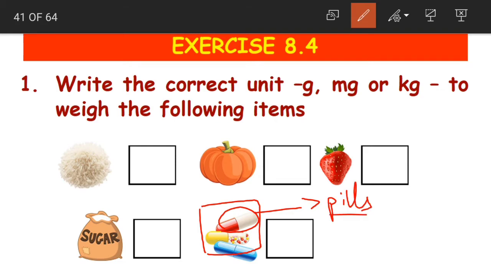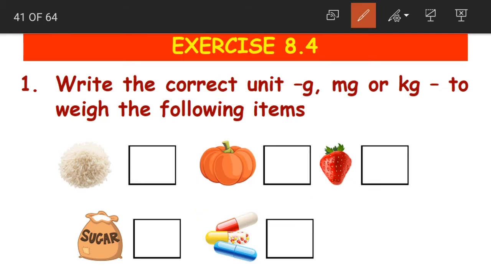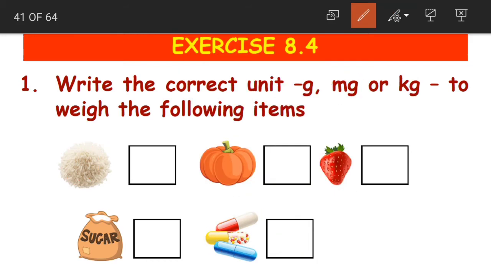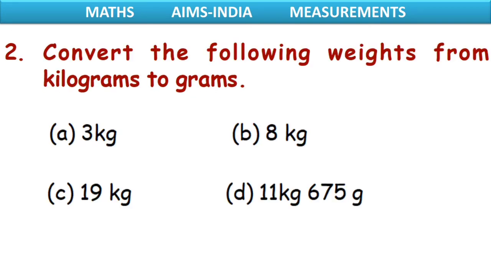Yes, even if you take each 10 or 20 tablets or pills together, they'll be very light in weight. So what is the unit that we use for measuring these light medicines? Mg. Yes, mg is nothing but our milligrams. So for heavier objects we use kilograms, for lighter ones we use milligrams, and normally we use grams to measure the weight of the given items.